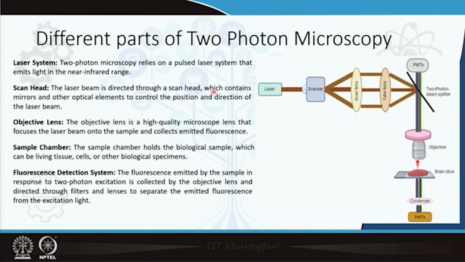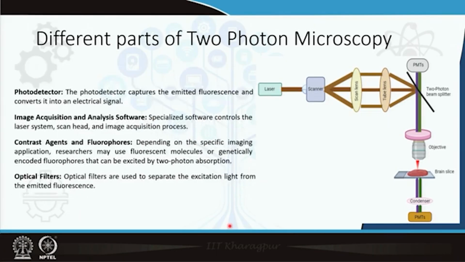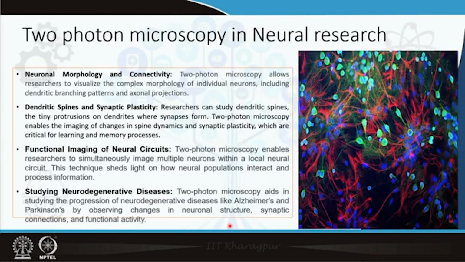Scan head, the laser beam is directed through a scan head, then through this objective lens, sample chamber, and fluorescence detection system. You have obviously photomultiplier tubes. The light emitted by the sample in response to two photon excitation is collected by the objective lens and directed through filters for processing of data. Obviously, you have a photo detector, image acquisition system, and optical filters, so that any stray light, noise, etc. could simply be reduced.